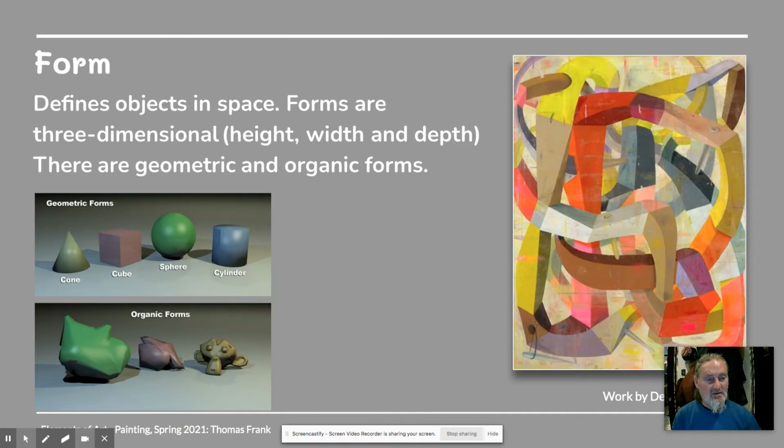Form takes those 2 dimensions and then breaks it out into a third dimension. So it adds height, width, and depth. It adds depth to the shape. There, again, just like shapes, in form there are geometric and there are organic forms.